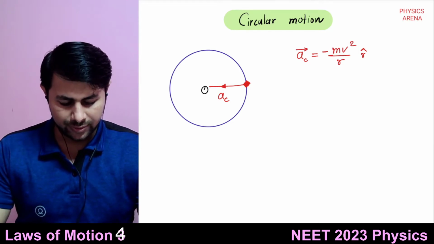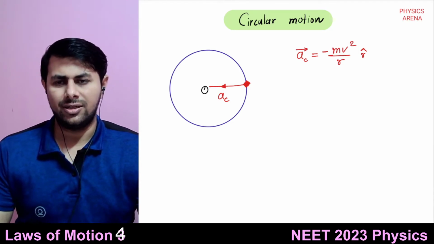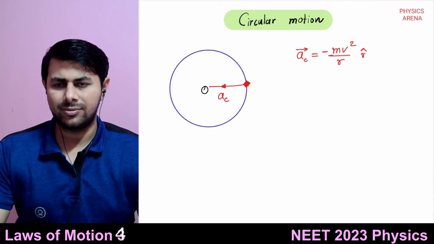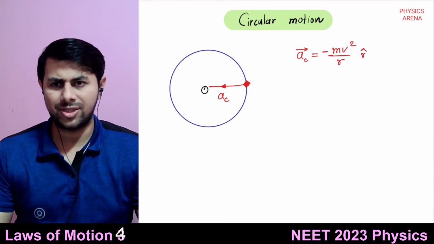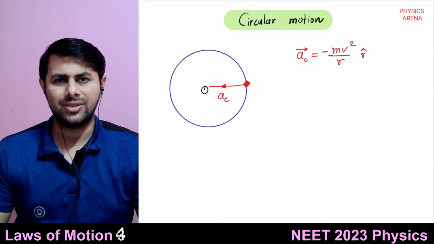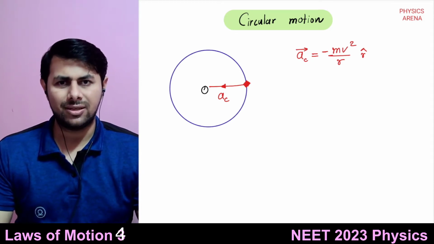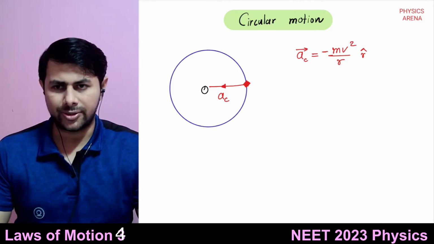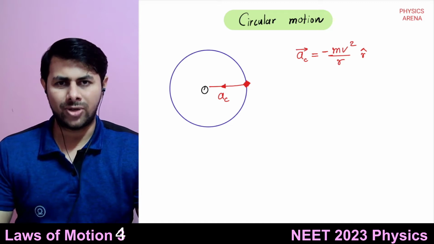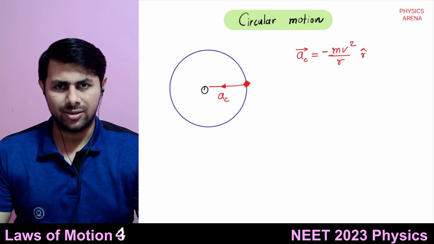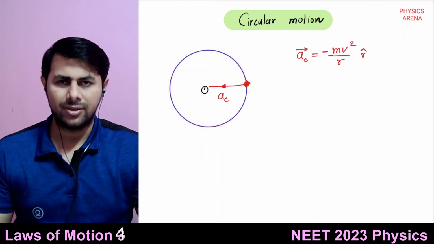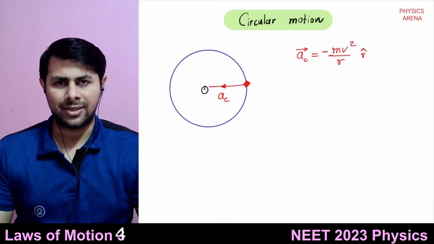So now there is acceleration. Can an acceleration be present without the presence of force? There cannot be an acceleration without a force. Okay, Newton's second law says that force is equal to mass times acceleration. So that means there has to be some force always acting on a body performing circular motion. Though the body performs uniform circular motion, there would be some force acting on it.